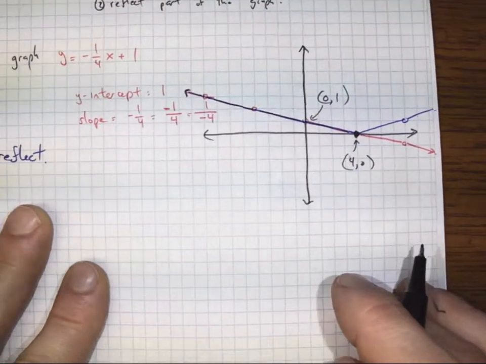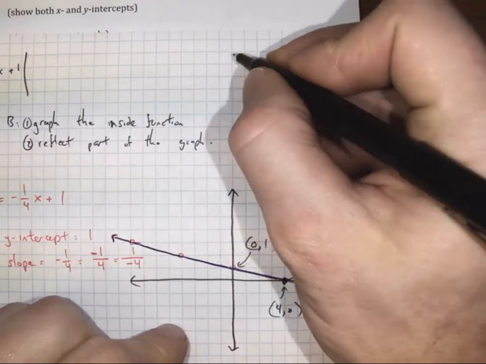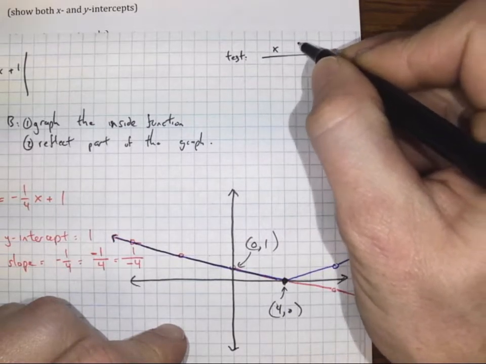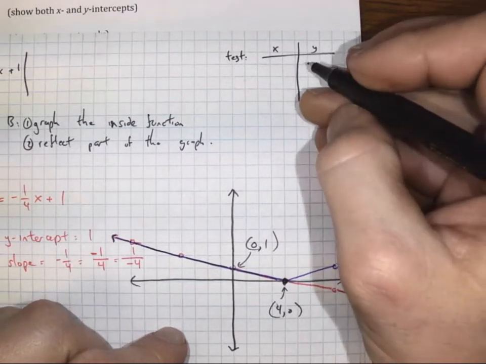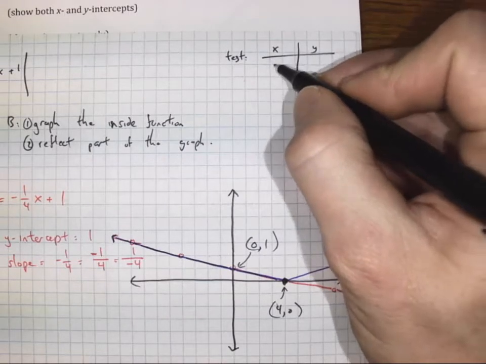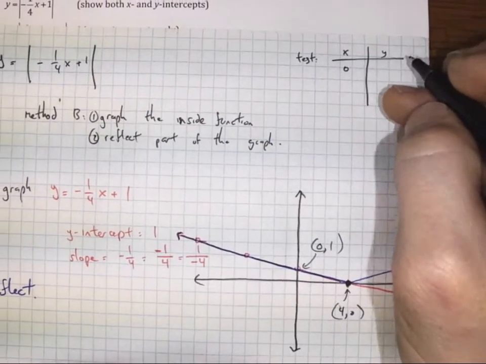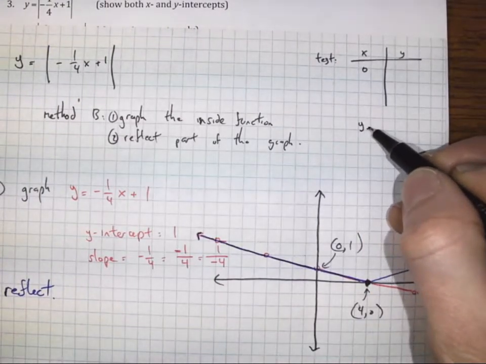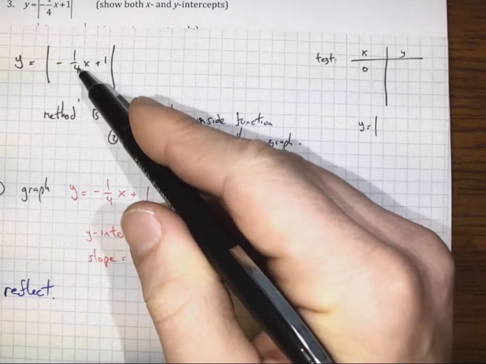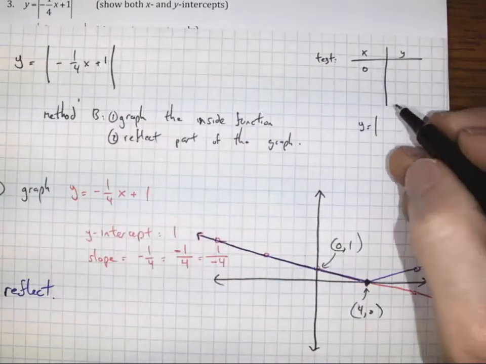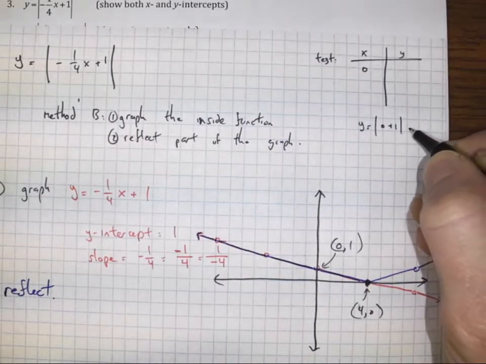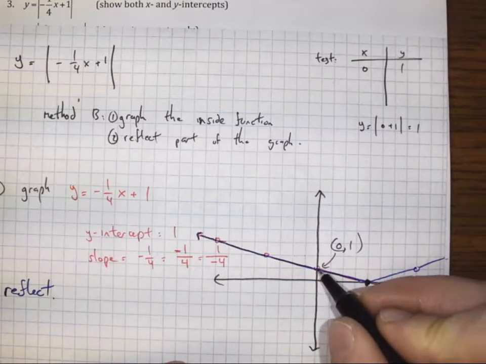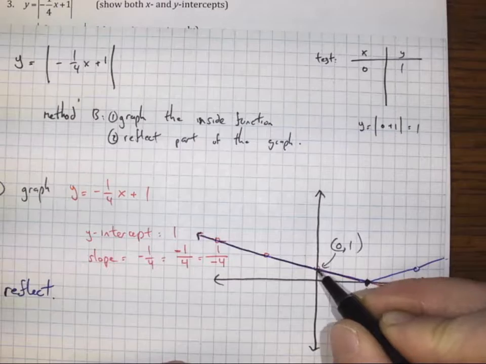All right, and maybe I'll do another test. So let's do a test. Let's choose a random value for x and y. So I'm going to try 0. Nice and easy, right? So if I plug 0 in for x, I should get y is equal to the absolute value of negative a quarter times 0, so it'd be 0 plus 1, which should be 1. So I should get a y value of 1. And I do. When x is 0, y is 1.